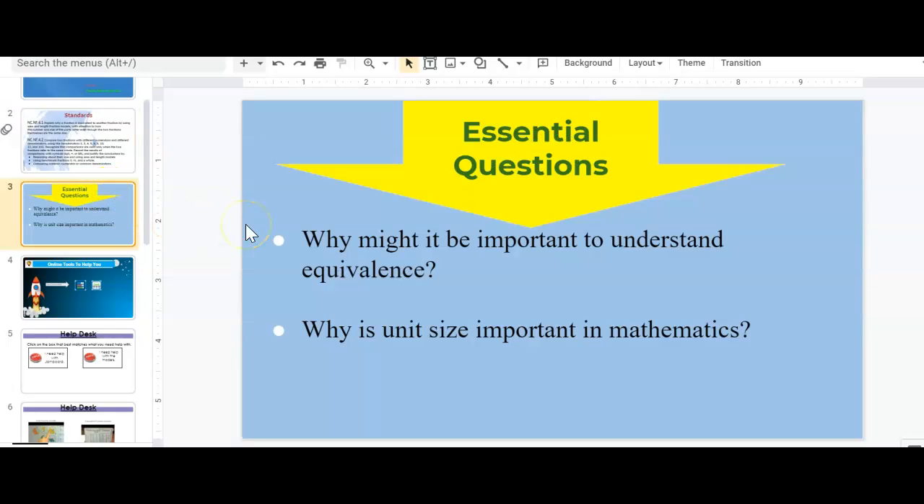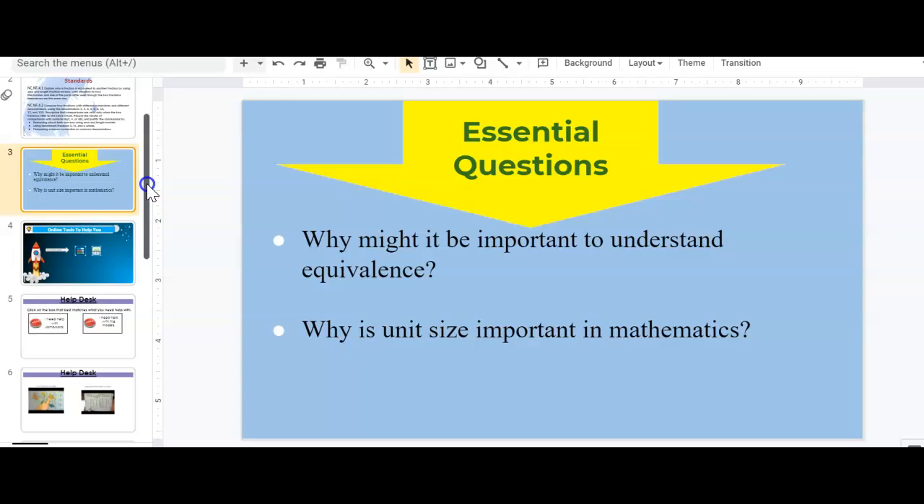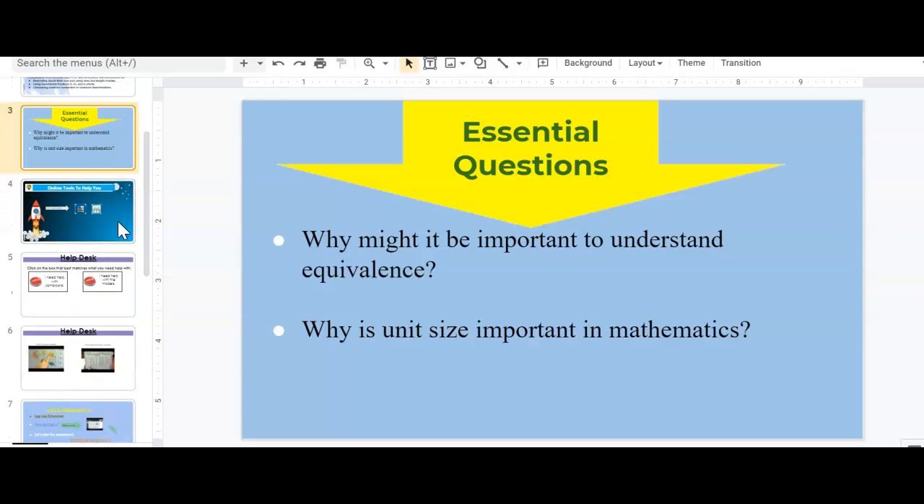Our essential questions: why might it be important to understand equivalence, and why is unit size important in mathematics? We have also been building to answer those questions throughout this entire unit.